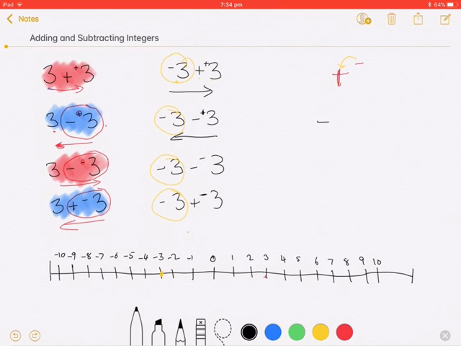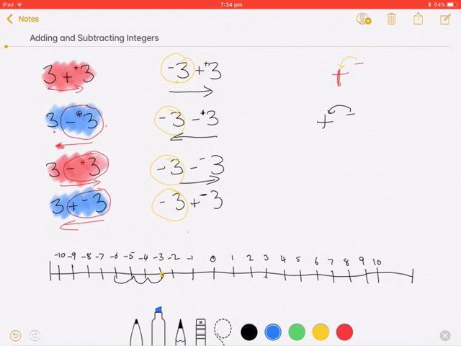Now remember what I said before about the takeaway and the takeaway, that comes around there and it becomes an add. When we're adding something, we go to the right. So we're starting at negative 3 and we go 1, 2, 3, and we end up on 0. What if we're starting on that negative 3 and we're going to add a negative 3? When we're adding a negative 3, we're going to go back over to the left.